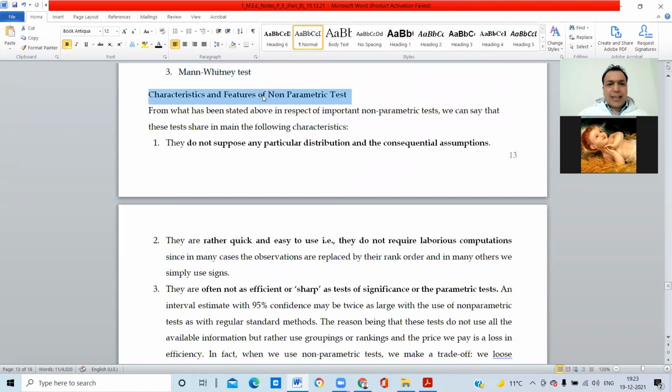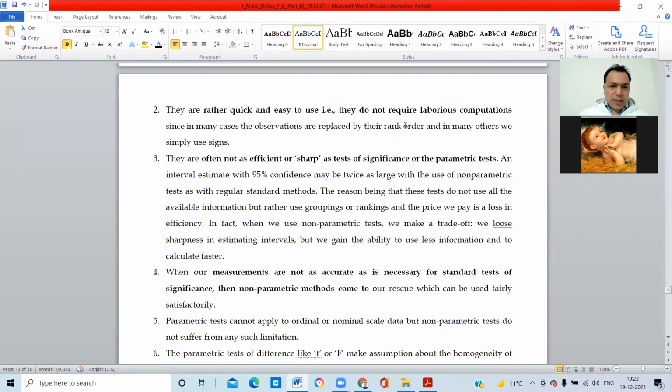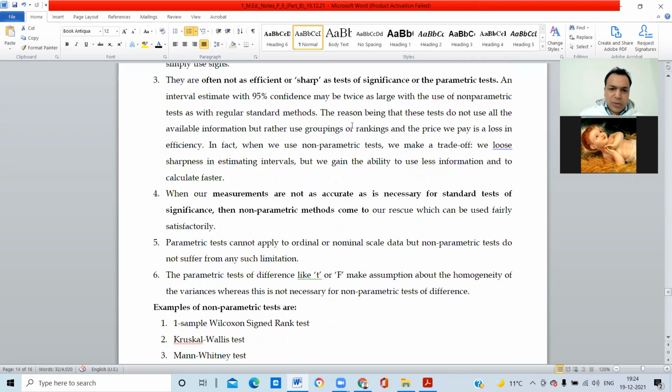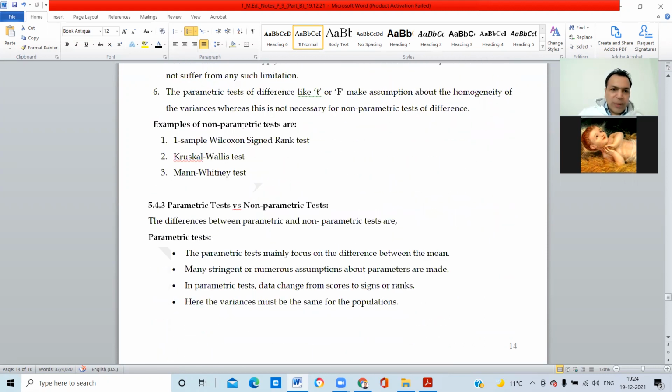Here we cover the characteristics or features of the non-parametric test. Number one, they do not suppose any particular distribution and consequential assumptions. Non-parametric tests are quick and easy to use. They do not require laborious computation, since in many cases the observations are replaced by their rank order, and in many others we simply use signs. You can read this; these are all the features. Examples of non-parametric tests are already written.